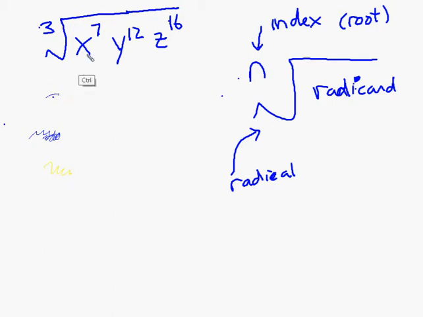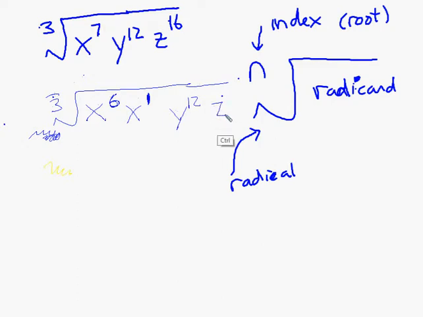Alright, anyways. I need these all divisible by 3. So I'm going to have cube root. I'm going to rewrite x to the 7 as what do you think? I need it divisible by 3, so it's going to be a 6, and then the other one will be a 1. Y to the 12th is fine, but what about z? 15 and 1. So, cube root.